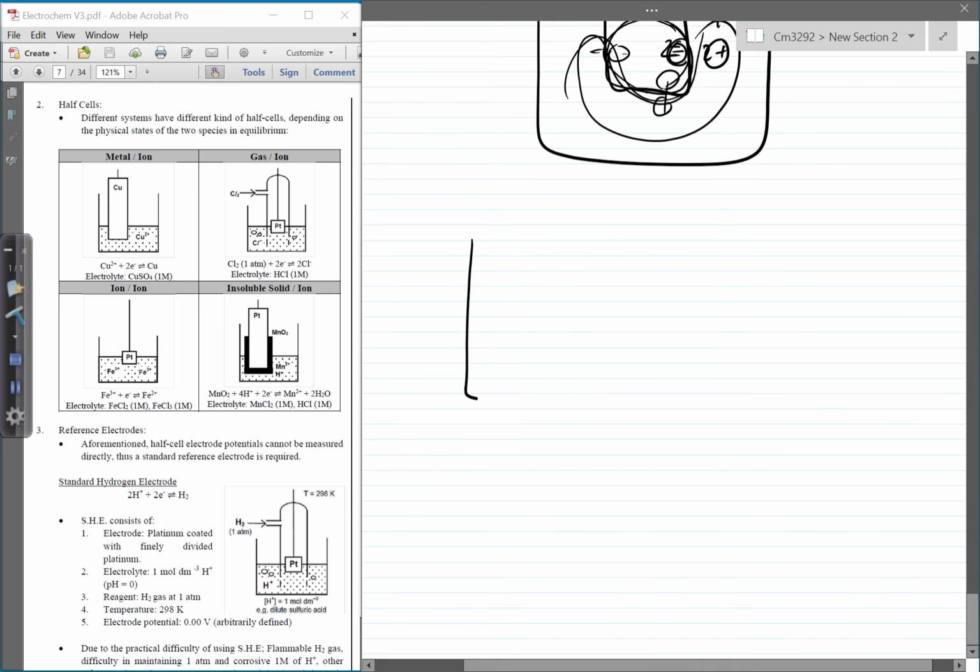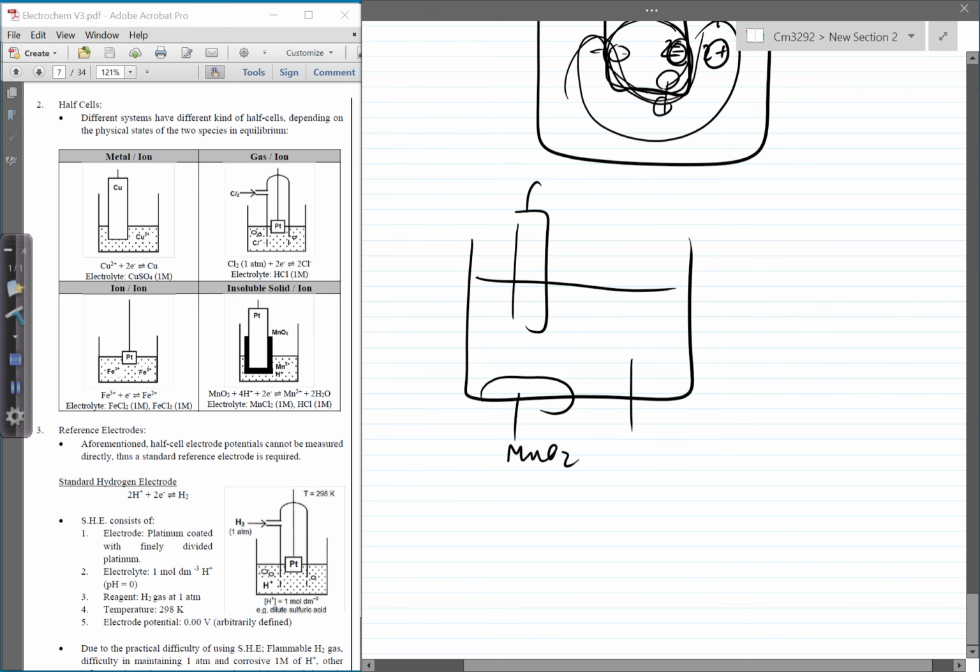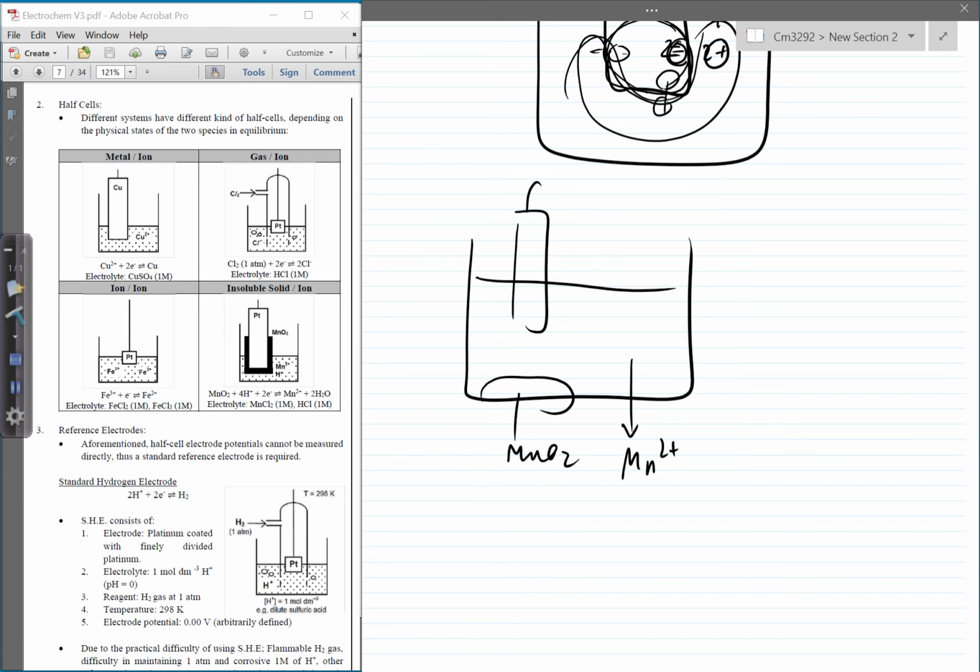Another way is, instead of coating it, you can just put your Pt inside, throw your MnO2 inside, and then throw your Mn2+ inside. It's the same. Just that these two must be in contact, and the whole thing must be in contact with this thing. Either way is fine. And just for info, your MnO2, Mn2+ is here. Basically, they can ask anything here and then ask you to draw the half cell. You have to know how, including mercury.